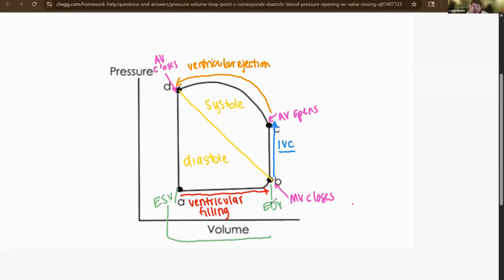The AV valve closes so that there's not backflow back into the ventricle. So that's the purpose of its closing. But how does it cause it to close? What are the precipitating factors that cause it to close? Why did that valve close, mechanically? Why does the AV valve close here?